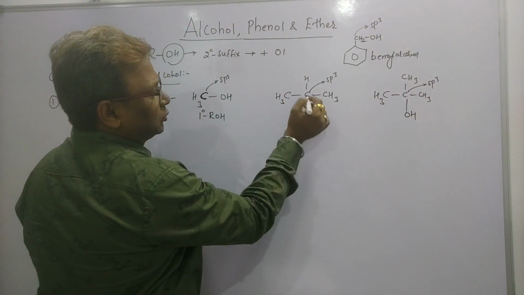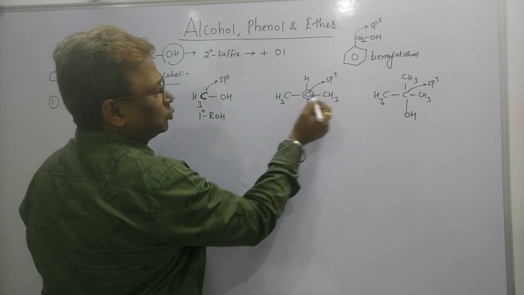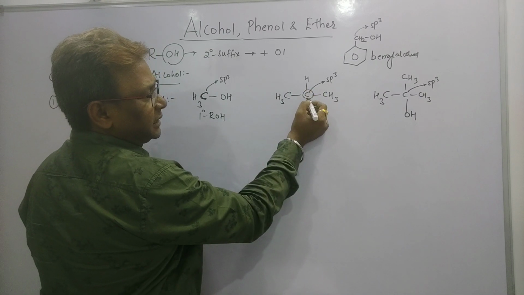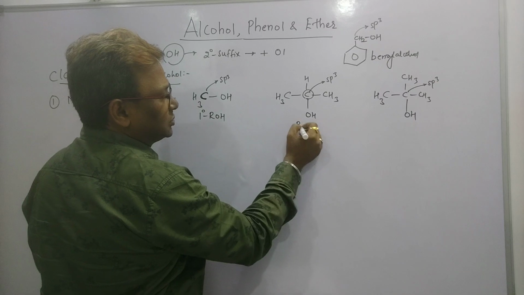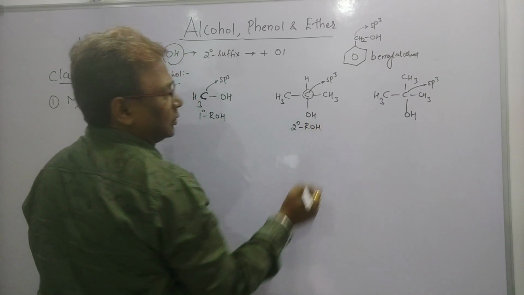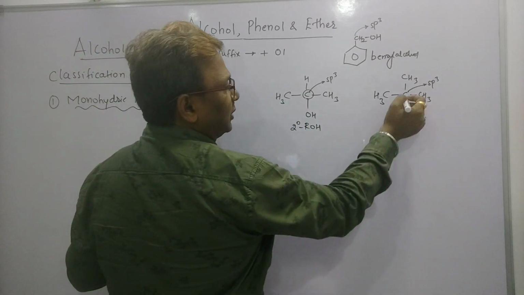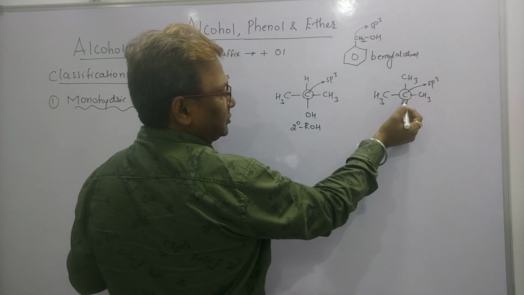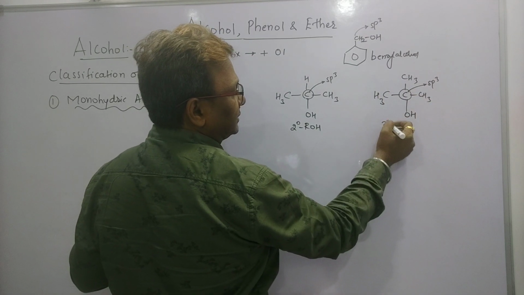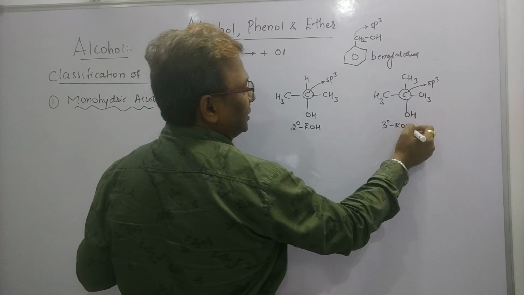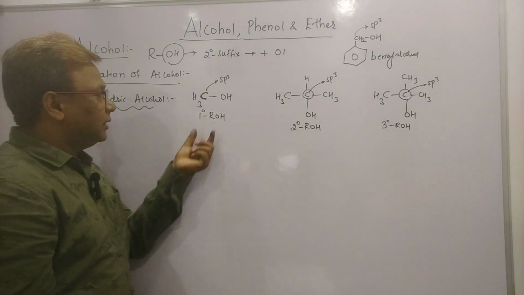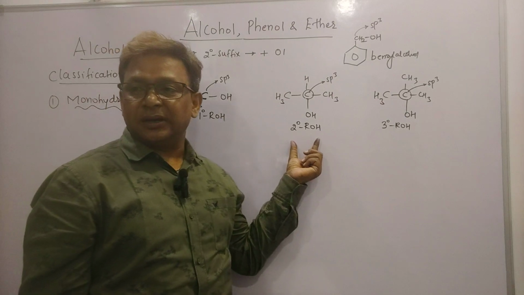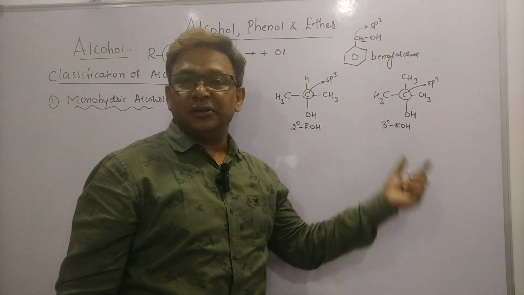But if OH is bonded to a carbon, and this carbon is bonded with two more carbons, this carbon is a secondary carbon, and the alcohol is called a secondary alcohol. If OH is bonded to a carbon, and the carbon is bonded with three carbons, this carbon is called a tertiary carbon, and this alcohol is called a tertiary alcohol. So we have primary alcohol, secondary alcohol, and tertiary alcohol.